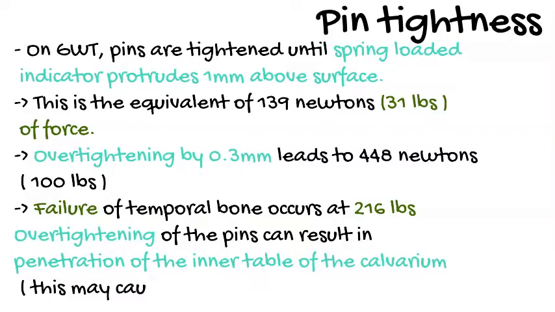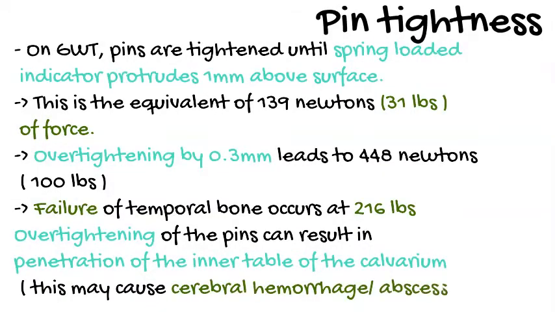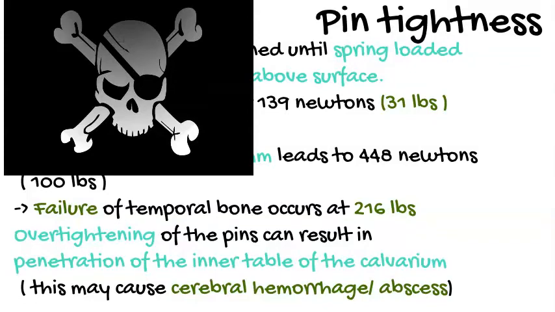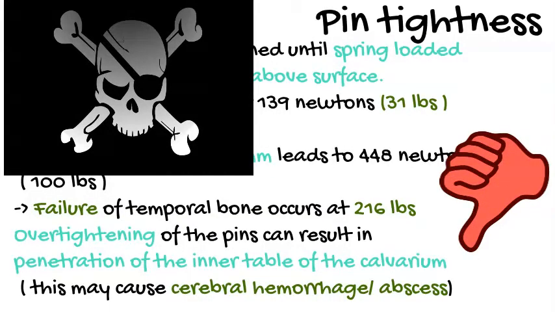Over-tightening by 0.3 mm leads to 448 newtons, around 100 pounds. The failure of temporal bone usually occurs at 216 pounds. Over-tightening of the pins can result in penetration of the inner table of the calvarium. This may cause a cerebral hemorrhage or abscess formation.